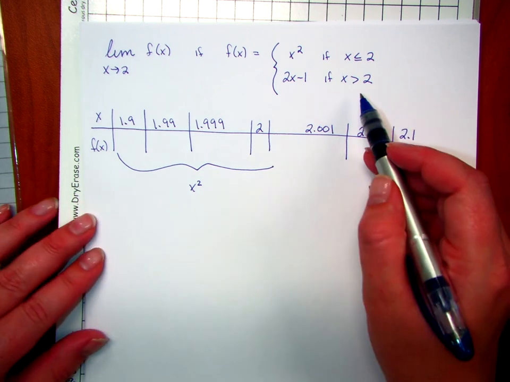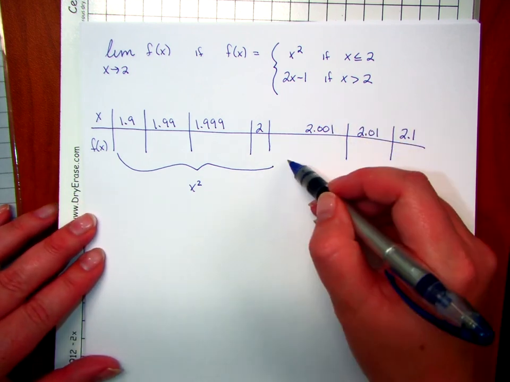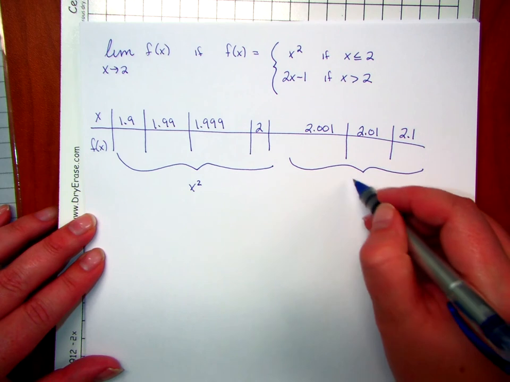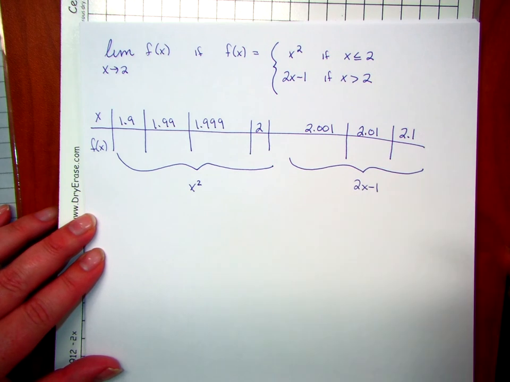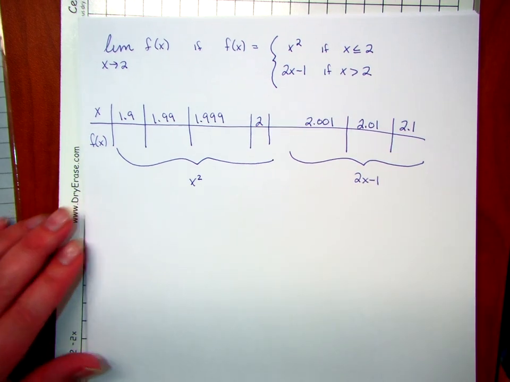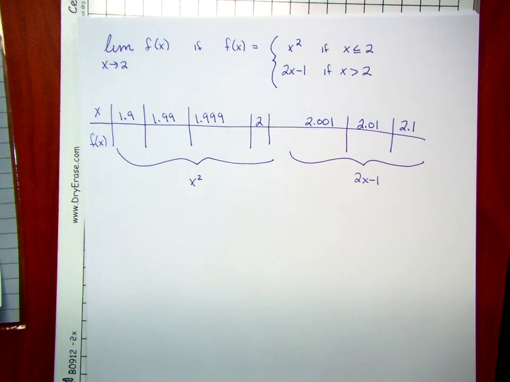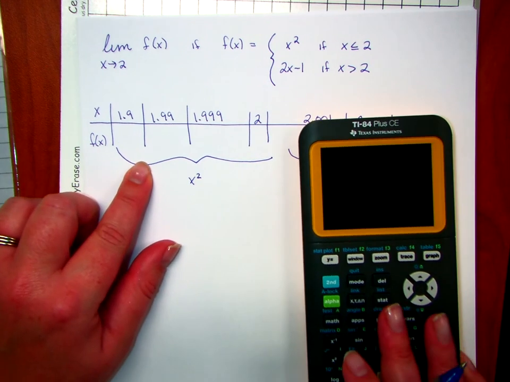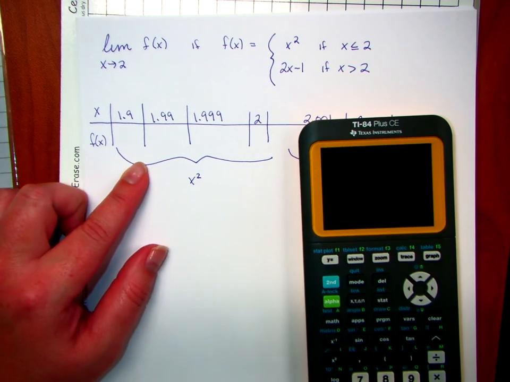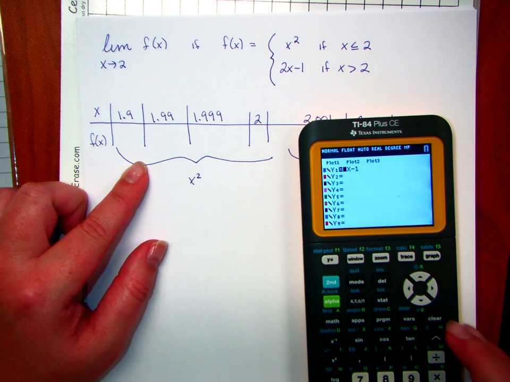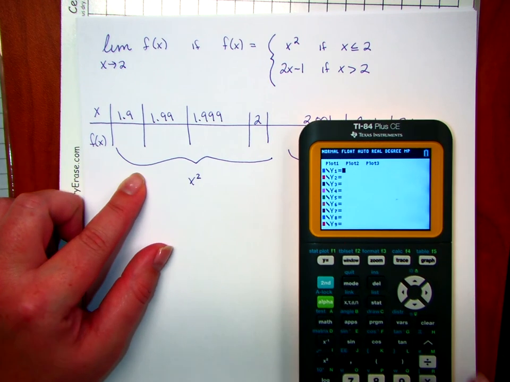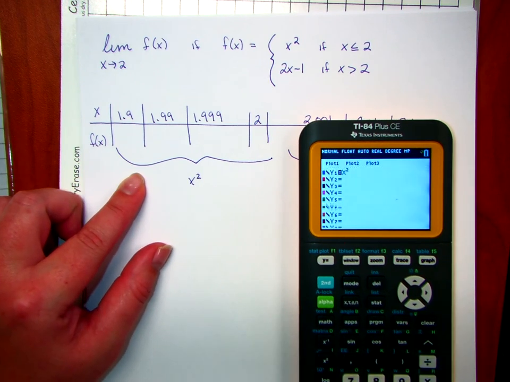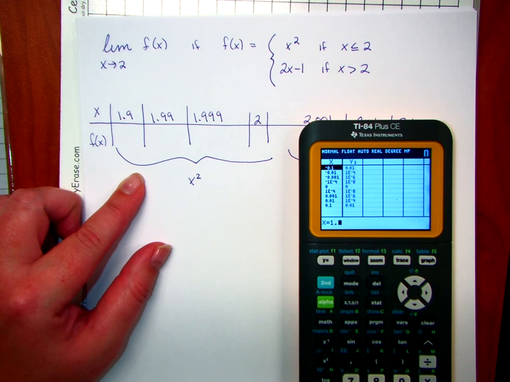If x is greater than 2, we're going to use this other function. So that's the last 3 values on this table. We're going to use this function. Okay. So let's go ahead and do that. First, let's do the less than side. So y equals, plug x squared in there, and then change those table values out.